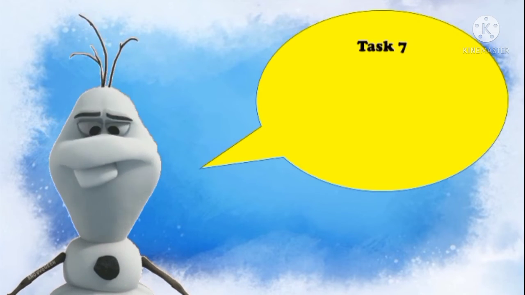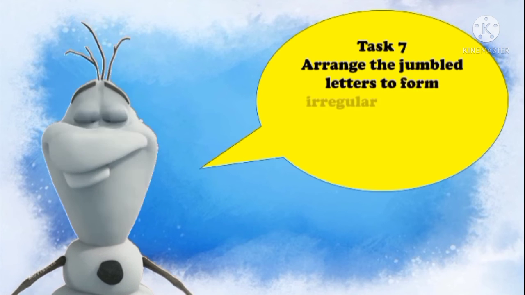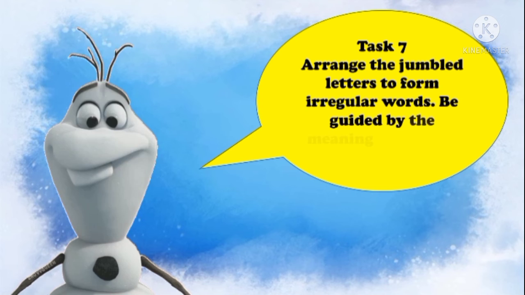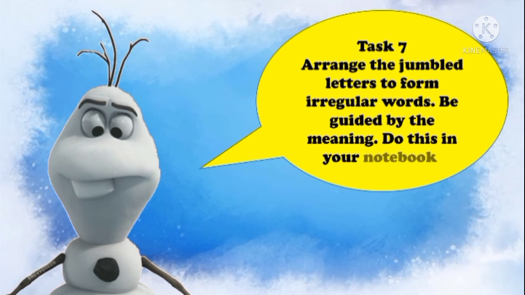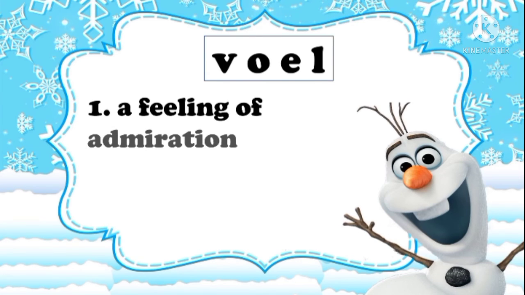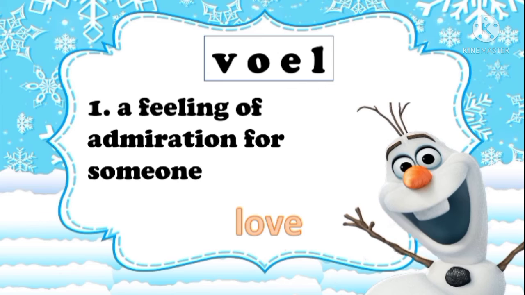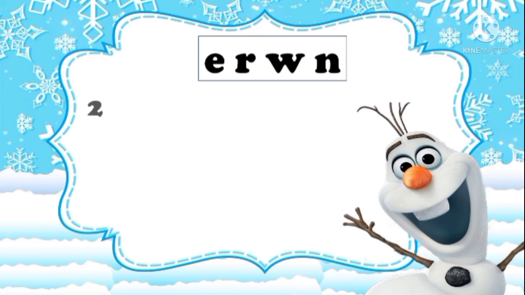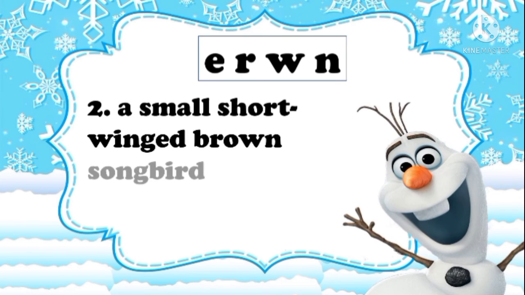For task 7, arrange the jumbled letters to form irregular words. Be guided by the meaning. Do this in your notebook. First number, a feeling of admiration for someone. The correct answer is love. Number 2, a small short winged brown songbird. The correct answer is wren. Good job.